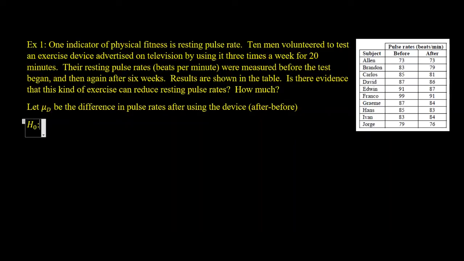Our null hypothesis will be that mu d equals 0, or there is no difference in the pulse rates. The alternative will be mu d is less than 0, or the pulse rates afterwards are less than they were before on average. So let's check our conditions.